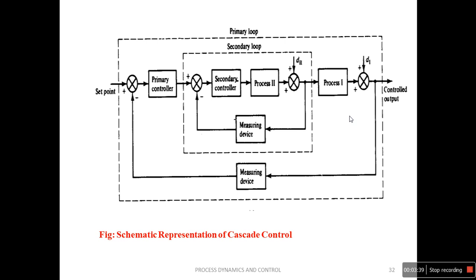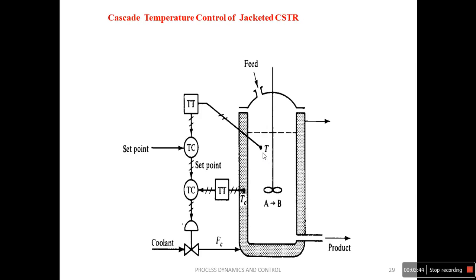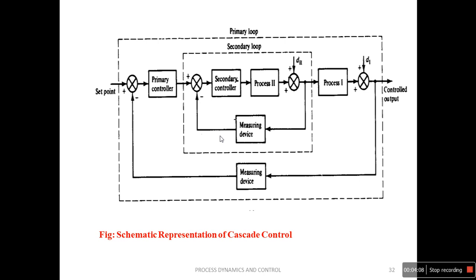or the primary process or primary loop measures T, that is the control variable, which is the dominant one, and this primary loop uses the set point supplied by the operator, while the loop that measures the coolant temperature uses the output of the primary controller as its set point, and it is called the secondary controller. So generally the cascade control configuration uses two loops, that is the primary loop and the secondary loop.